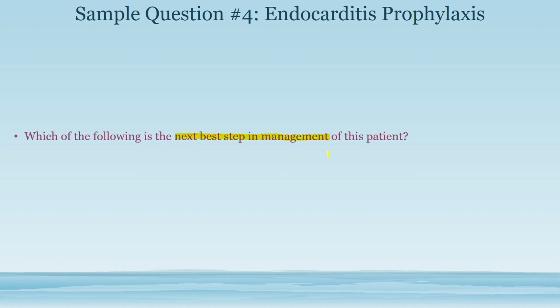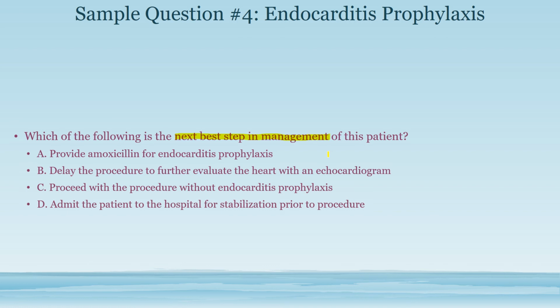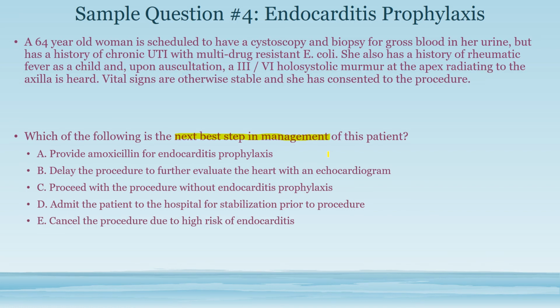Remember, we always read the question first. Provide amoxicillin, a very common endocarditis prophylaxis. Delay the procedure to further evaluate. Proceed with the procedure. Admit the patient to the hospital for stabilization, or cancel the procedure altogether. Now let's read the question.